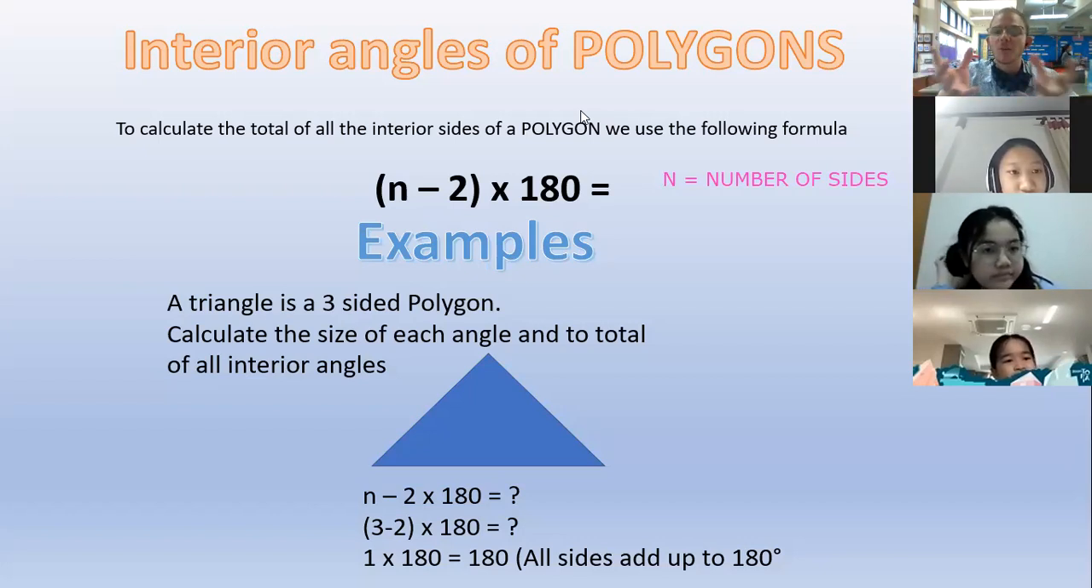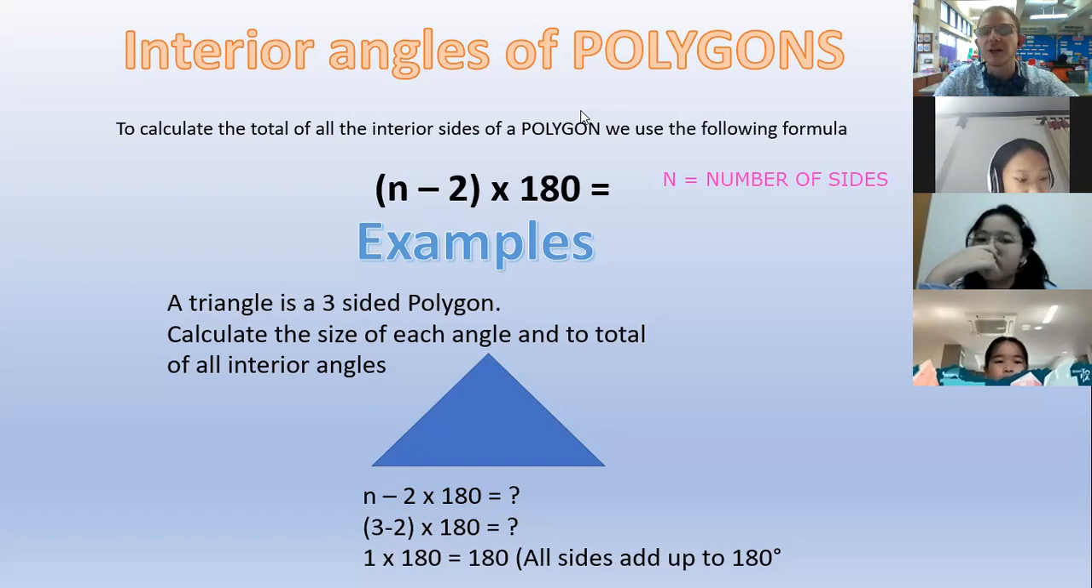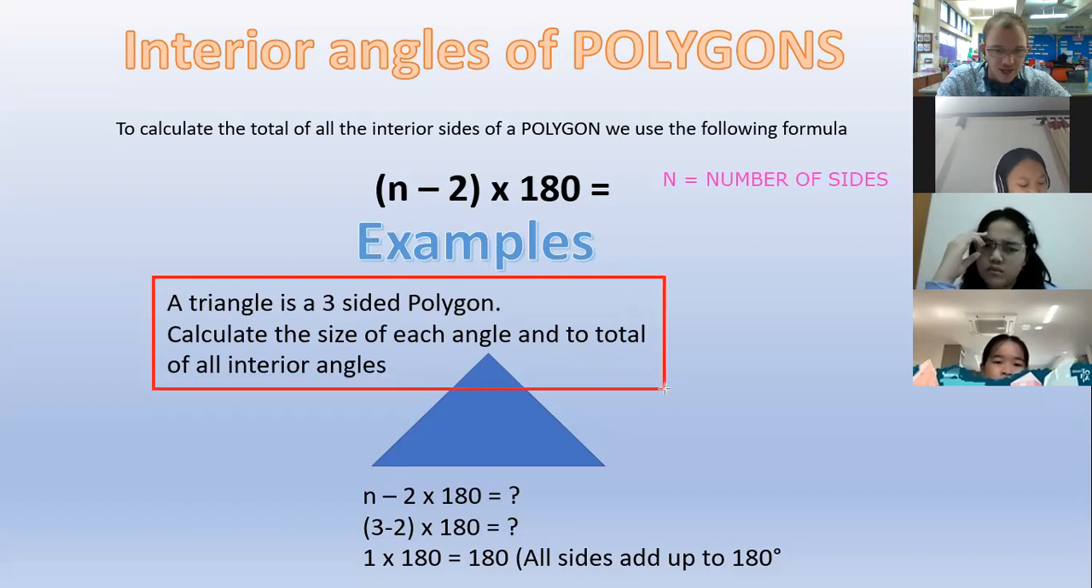The reason this formula is the way it is, I'm not going to explain why they write the formula like this. It's very complex, the way they figured out how to calculate. So let's just look at an example and then use the formula to test it. Over here, I wrote down an example. A triangle is a three-sided polygon. Calculate the size of each angle and the total of all interior angles.